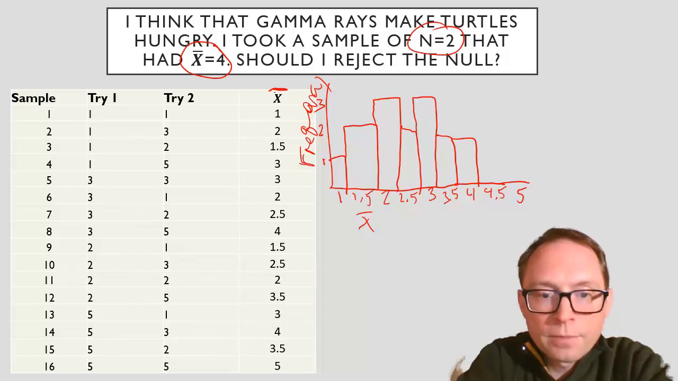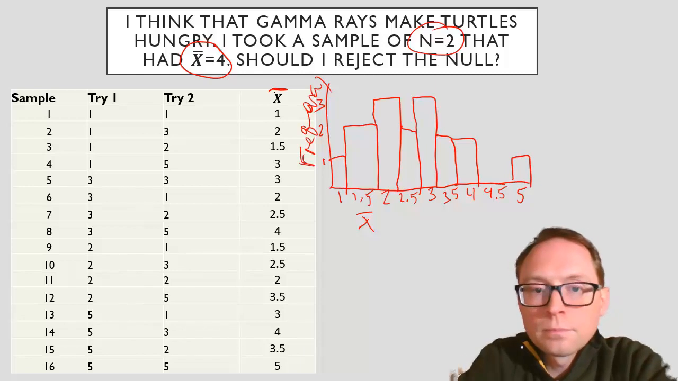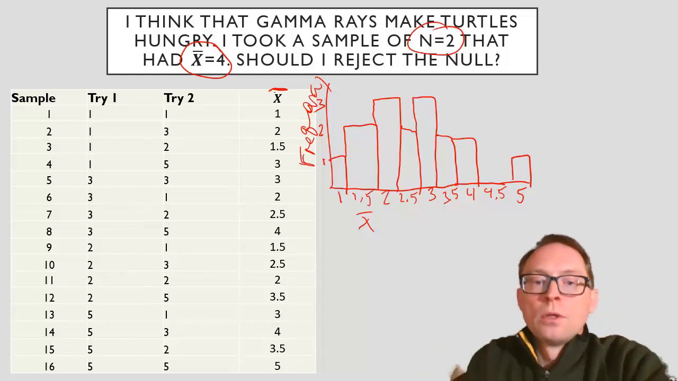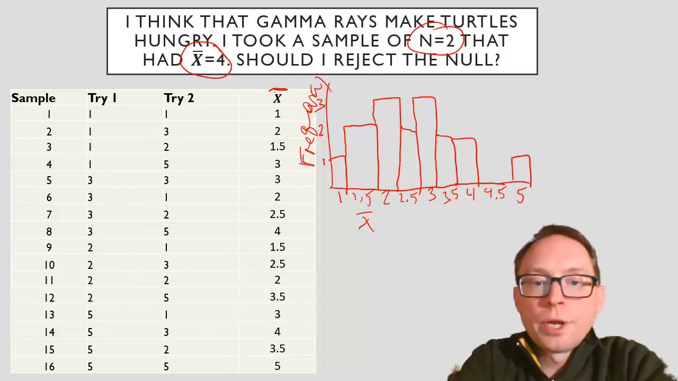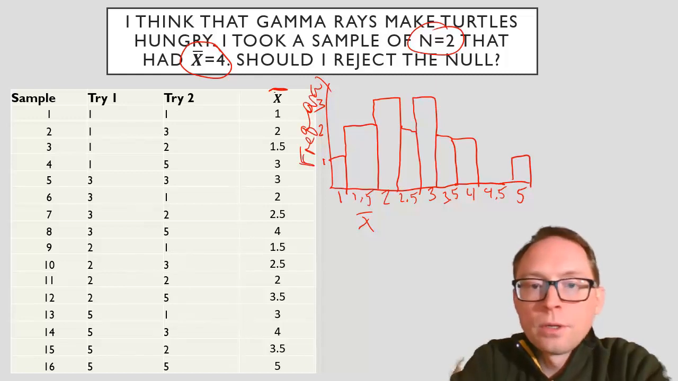And what is the frequency of 5? It is 1. Okay, so let's make sure that this adds up. The frequency of 1 is 1. The frequency of 1.5 is 2. The frequency of 2 is 3. So that's 6 total. 7, 8, 9, 10, 11, 12, 13, 14, 15, and 16.